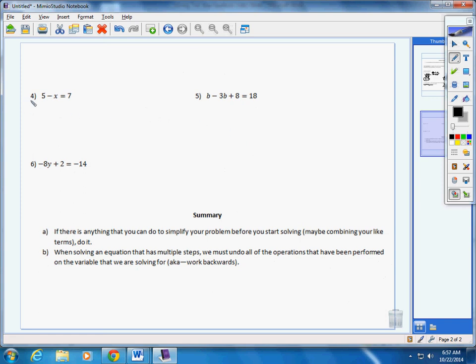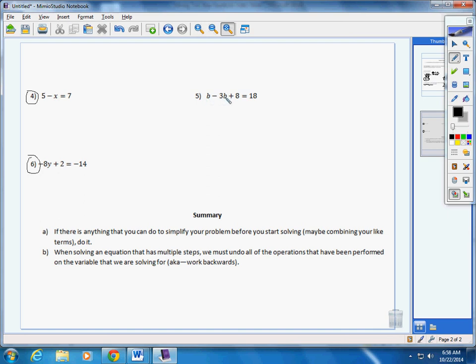Number 4, I'm going to ask that you do this on your own, as well as number 6, and bring those into class tomorrow. I'm going to do one more with you, number 5 here. This is slightly different than what you've seen at the top, only because before you start solving, before you start eliminating anything off the same side as B, there's something you can do to make this easier on yourself.